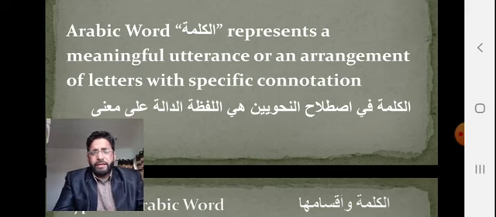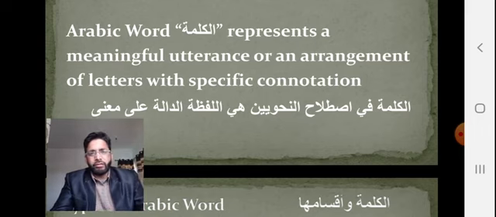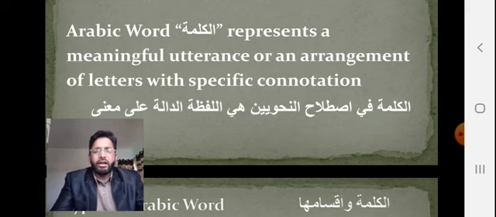Suppose if I say kitabun. Kitab is an arrangement of ka, ta, alif, ba. Then it gives a connotation. Something comes in our mind when we say kitab. While contrarily, if we break its arrangement, we can say, we'll bring first alif, aktab. So there is a misarrangement of these letters, then it will not give any meaning.